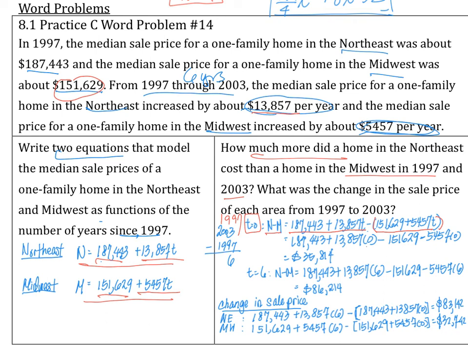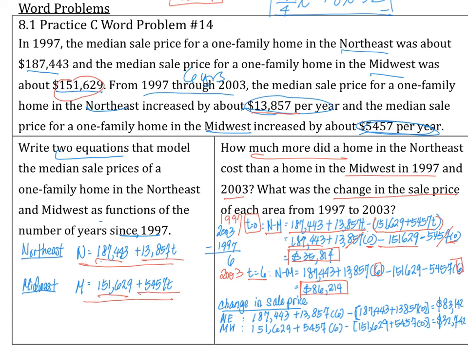And now I just need to substitute in 0 for t. And these two terms are canceled out. So you end up with 187,443, and you will subtract 151,629 to get $35,814. And for 2003, the time will be 6 years. So in this case, we will substitute 6 in, and we will get $86,214. And the next part of the question is to find the change in sale price of each area between the 6 years.